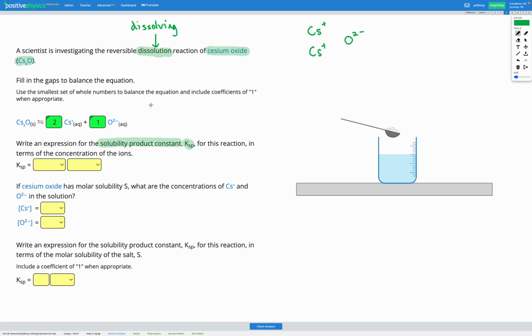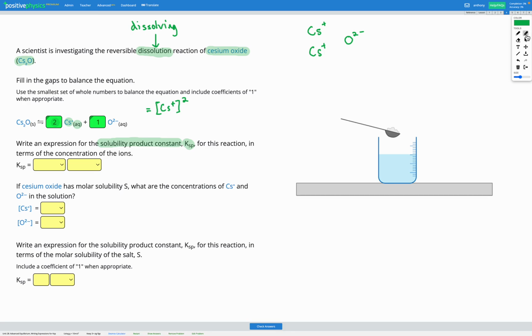On the top of our fraction, we're going to have the products. So we've got cesium plus ions, aqueous. Since it's either gas or aqueous, that can be included in our equilibrium constant expression. It's also got a coefficient of 2, so it's going to be to the power of 2. So we're going to have Cs+ ions to the power of 2.